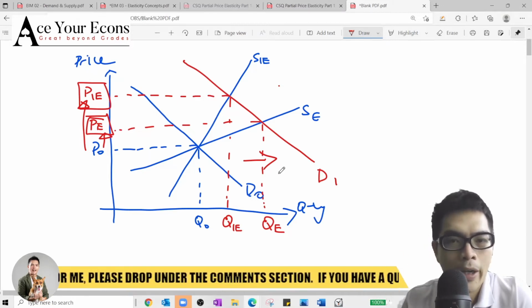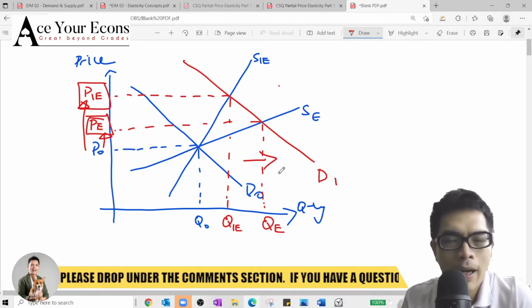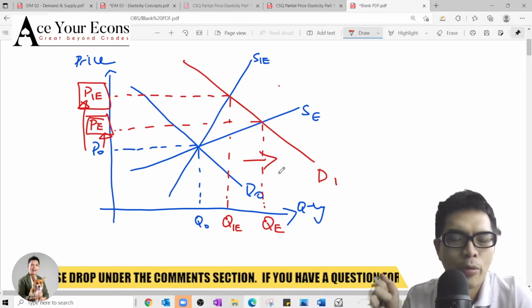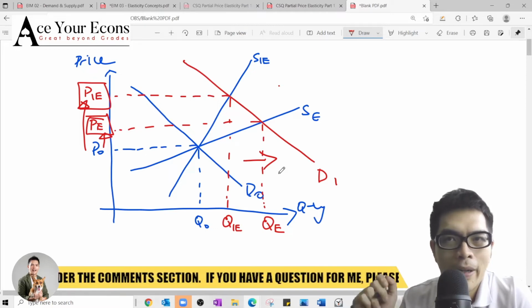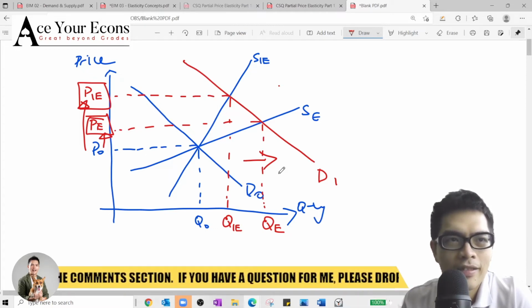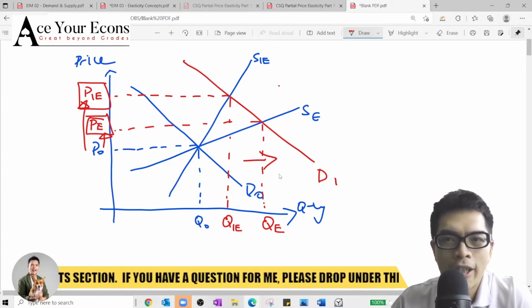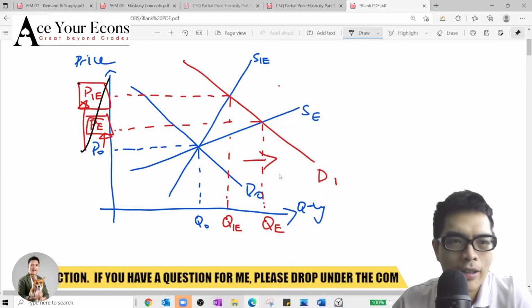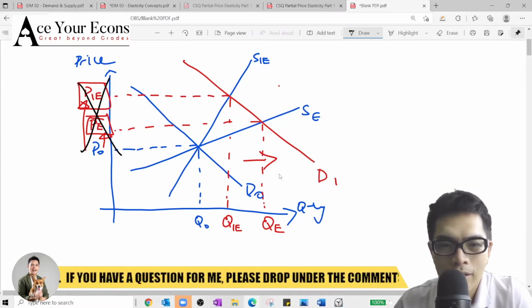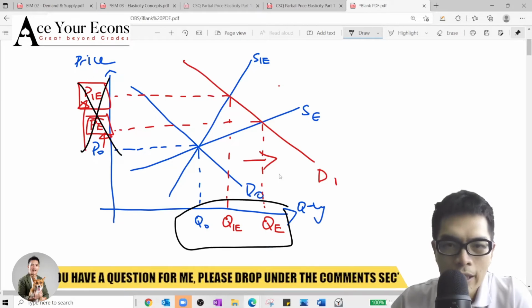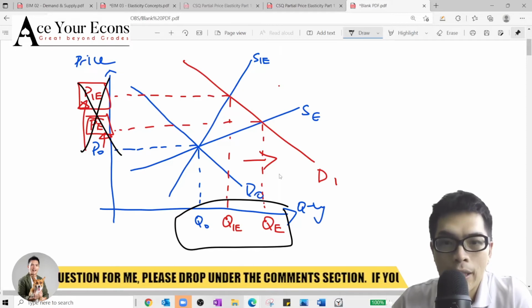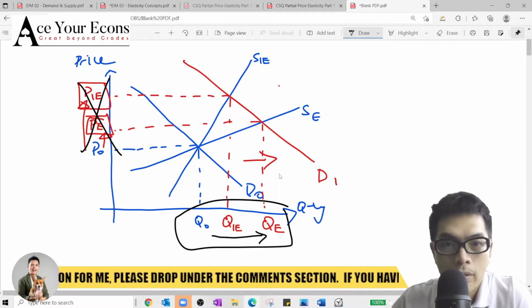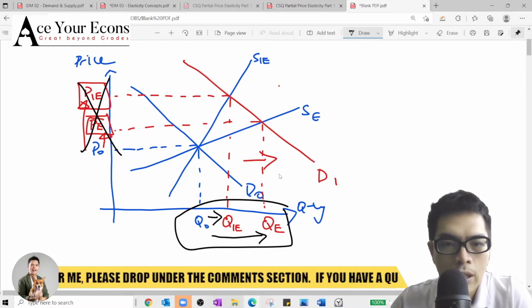So let me repeat my question. There is an increase in demand. So under which supply curve will reflect a greater increase in quantity? Supply elastic or supply inelastic? So now I'm no longer concerned about this. I don't want this anymore. I want to focus on this. So you can see that when there's an increase in demand, when your supply is elastic, then your quantity will increase more. If your supply is inelastic, quantity will increase less.